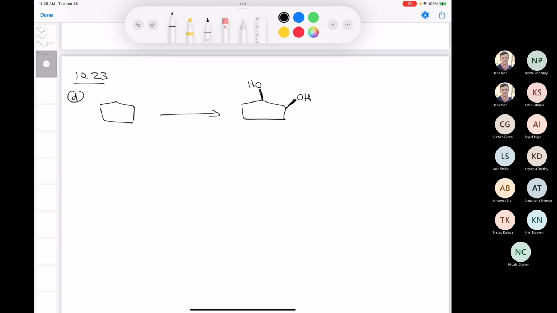This is a meso compound, a cis diol. Does anybody remember the conditions for that? Kind of good review for the final exam here, trying to remember all those reactions that we looked at. It's syn dihydroxylation, that's right. What would the reaction conditions be for syn dihydroxylation?